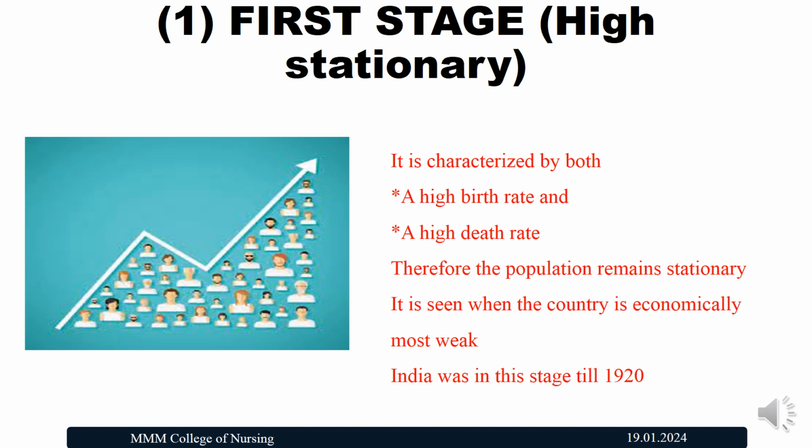First, we will see the first stage, otherwise called the high stationary period. It is characterized by both high birth rate as well as high death rate. The birth rate is high as well as the death rate. Therefore, the population remains stationary because the birth rate is high and the death rate is also high. It is seen when the country is economically most weak. India was in this first stage till 1920.